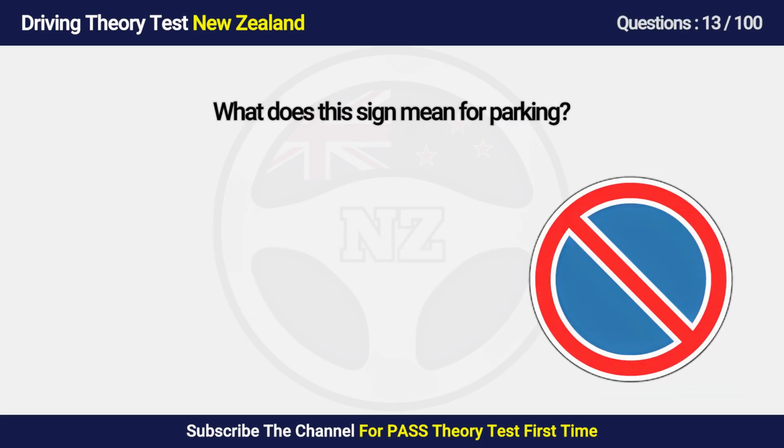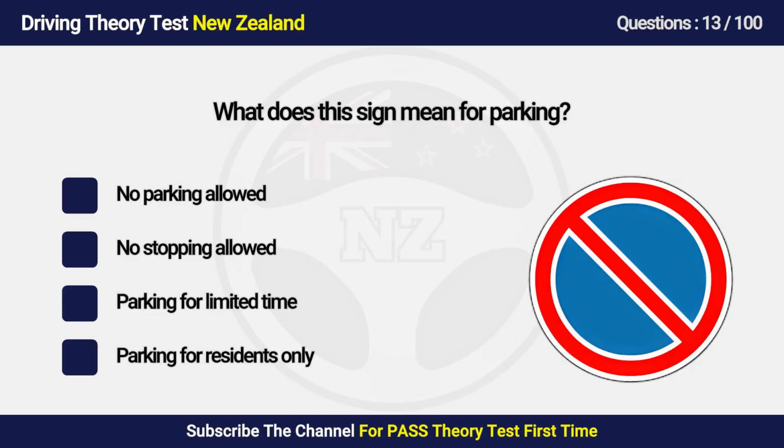Question 13. What does this sign mean for parking? A. No parking allowed. B. No stopping allowed. C. Parking for limited time. D. Parking for residents only.